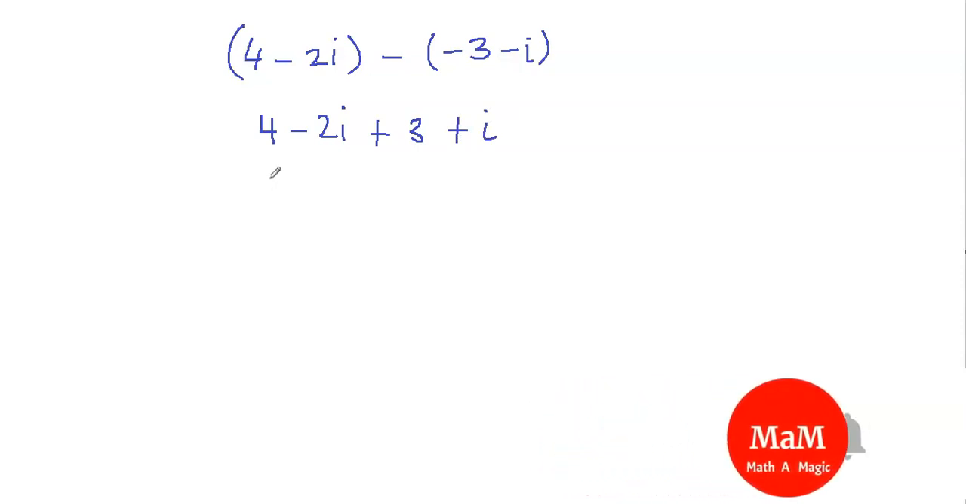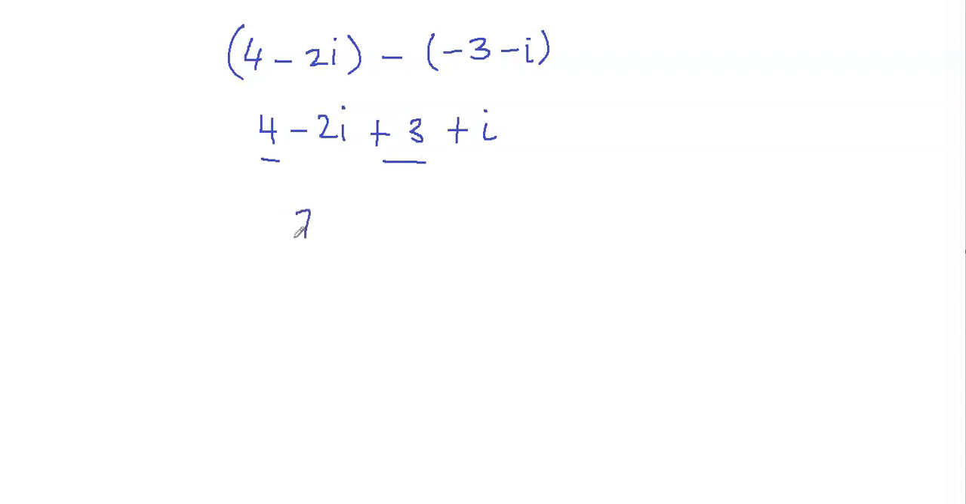Now we'll combine the like terms. So I have 4 plus 3, that will give me 7. And then I can combine negative 2i and i. Negative 2i plus i will give me negative i, or negative 1i. So my final answer would be 7 minus i.